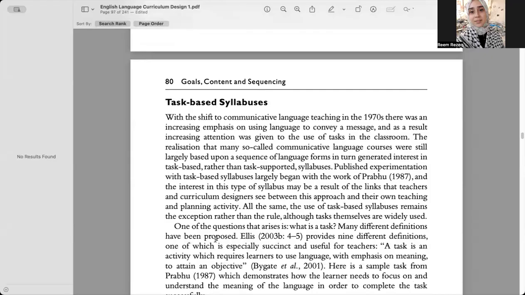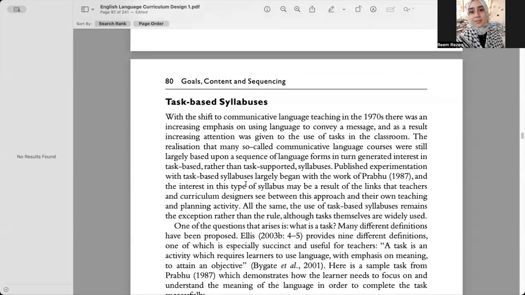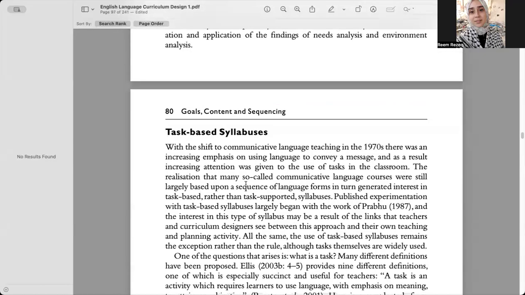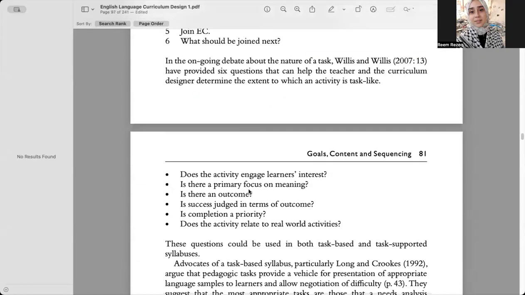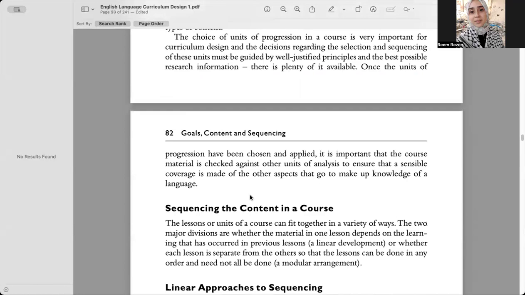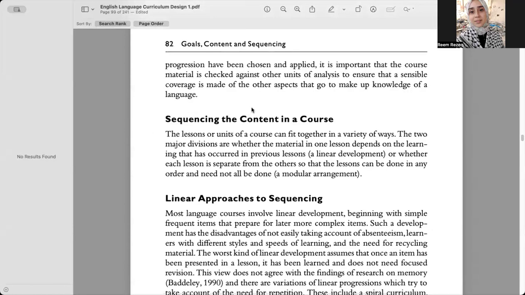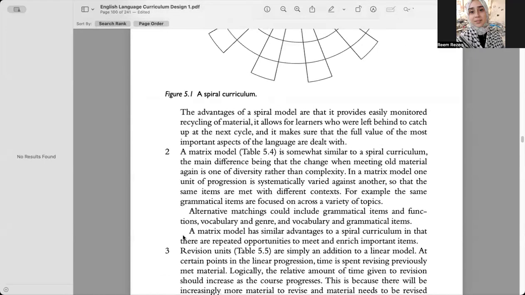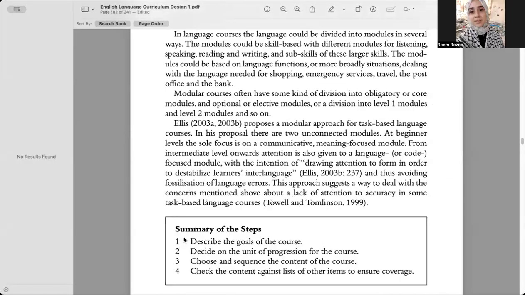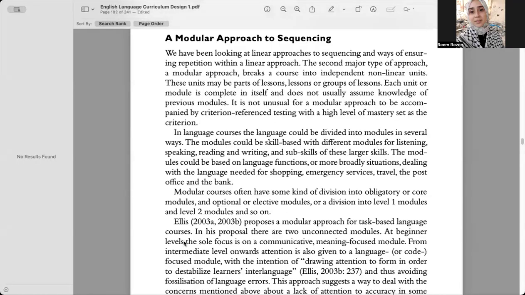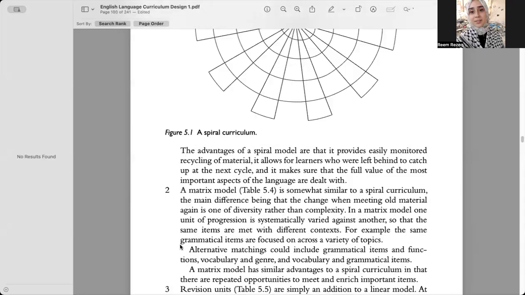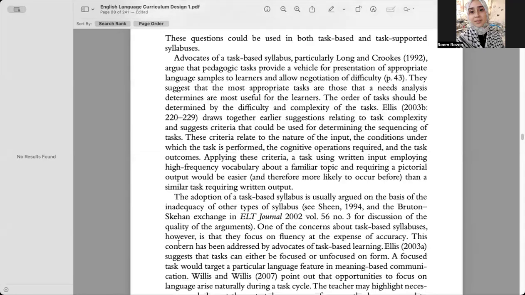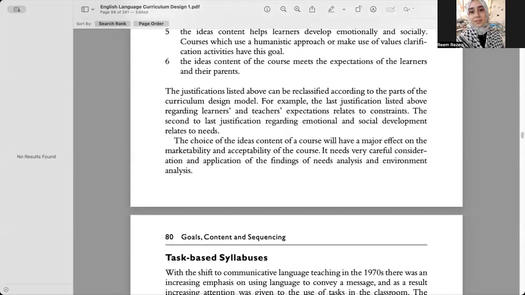So we move on, inshallah, next time to the task-based syllabus. It's very important to know the difference, the focus on task. And also we're going to talk about the sequences of the content and linear approaches, which is a serial curriculum. All of this is very, very important to know in order to use curriculum design very well. Thank you so much. Inshallah, see you next time. Assalamu alaikum.